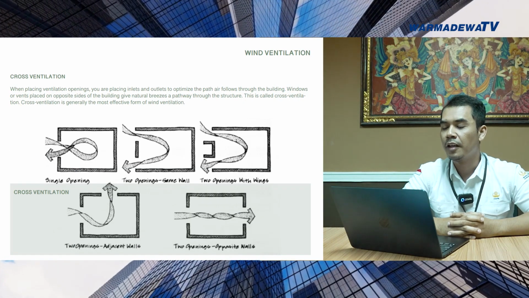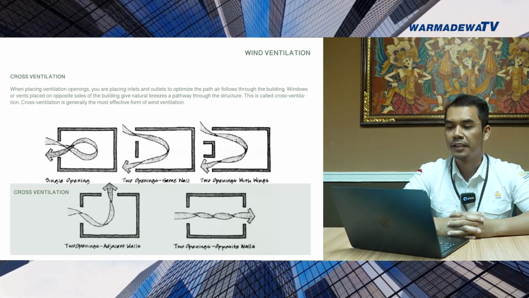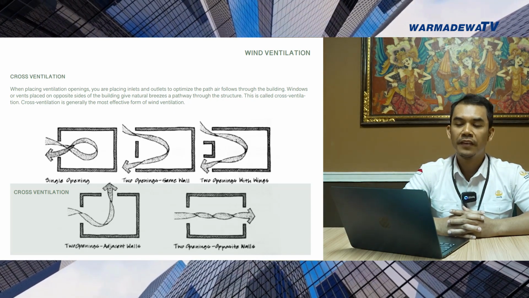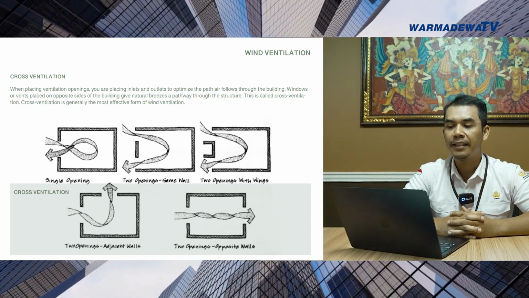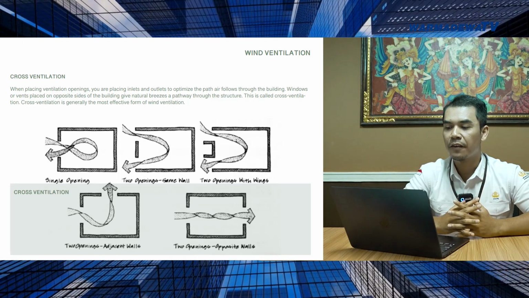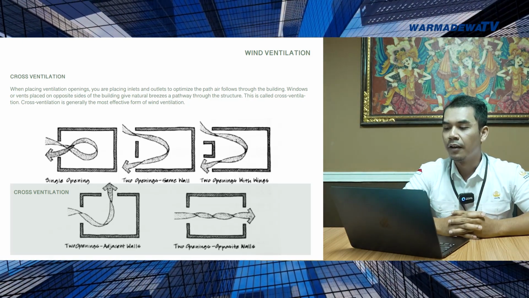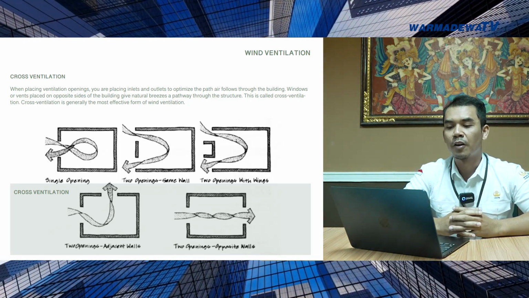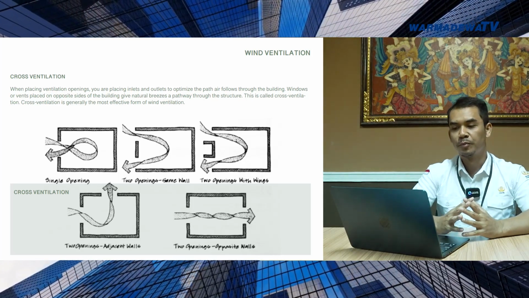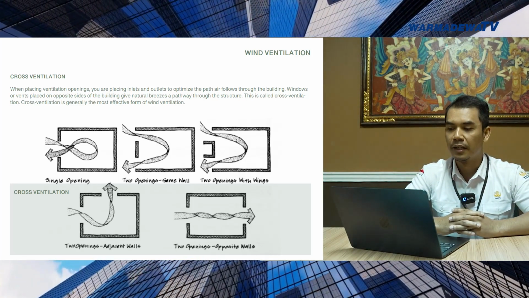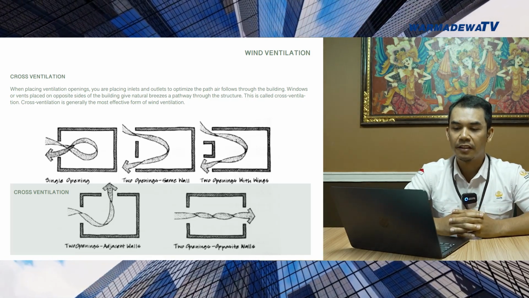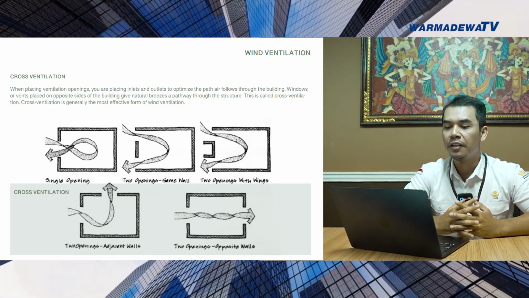First, we will learn about wind ventilation system. When placing ventilation openings, you are placing inlets and outlets to optimize the path air flows through the building. Windows or vents placed on opposite sides of the building give natural breeze a pathway through the structure. This is called cross ventilation. Cross ventilation is generally the most effective form of wind ventilation.